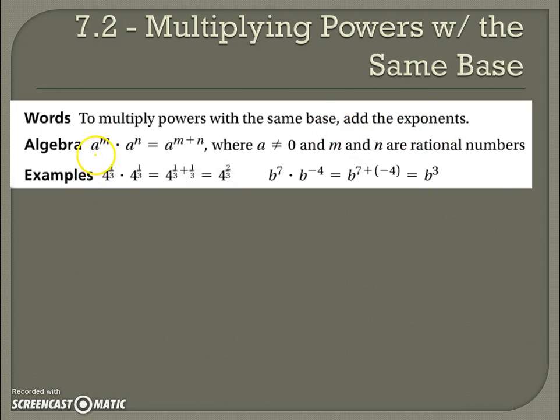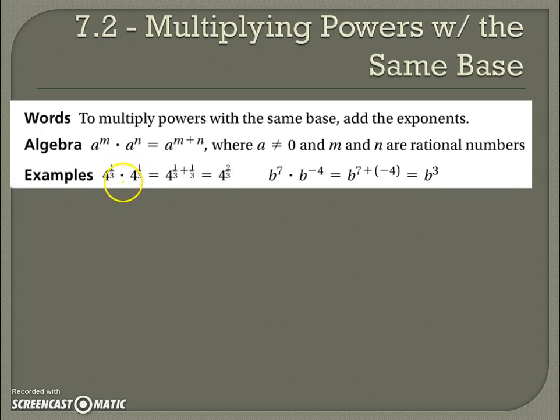So in algebra, that would be a and a are the base. They're the same, which means I would add m plus n, where a can't equal 0, and m and n are rational numbers. Some examples of this would be 4 to the 1/3. Don't be freaked out about that fraction as an exponent. We'll look at those examples here in a minute.